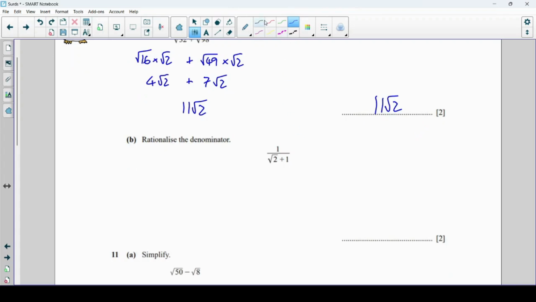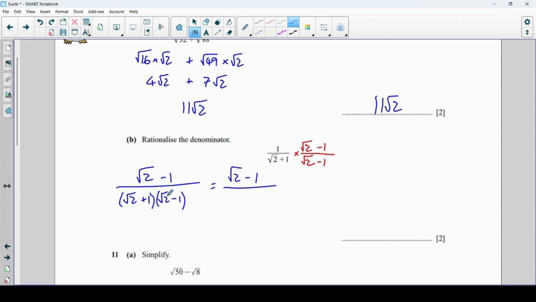Here's another rationalise the denominator. Once again, our first step is to times by the conjugate, so root 2 minus 1, top and bottom. So on the top, we're just going to get root 2 minus 1, because it's 1 times by that. And on the bottom, let's write it out first with the 2 brackets. And then once again, we're going to do firsts, outsides, insides and lasts.